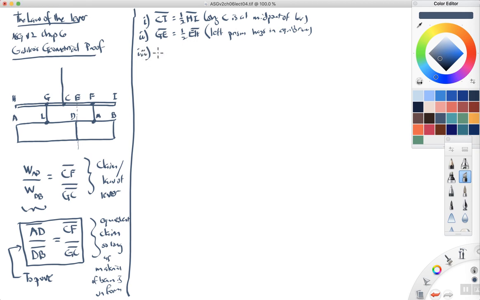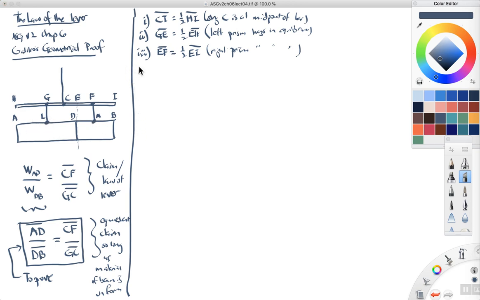Third thing is that we're going to say that EF is equal to 1/2 of EI. Okay, again, this is 1/2 of this whole distance. That is, this suspension point is right in the middle of this block. So the right prism likewise hangs in equilibrium. Okay? And that's equilibrium about this point right here, and this one about this point right here.